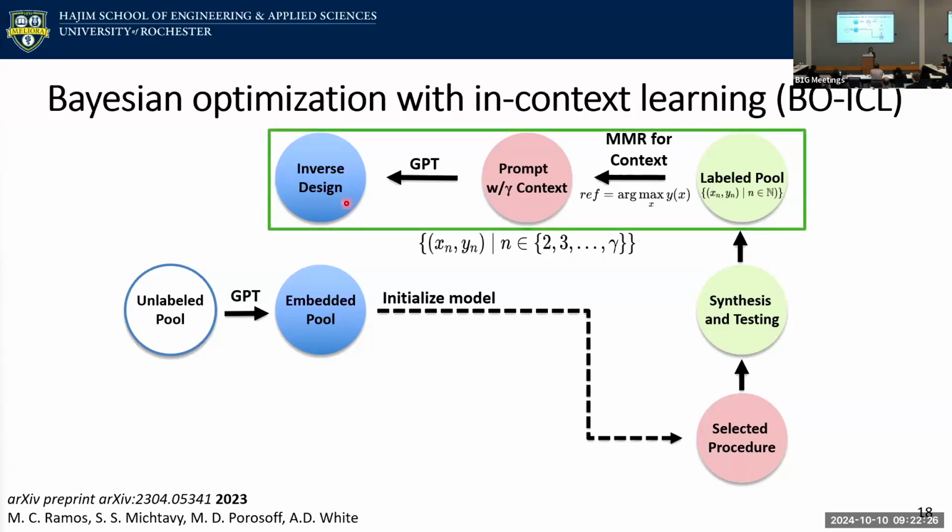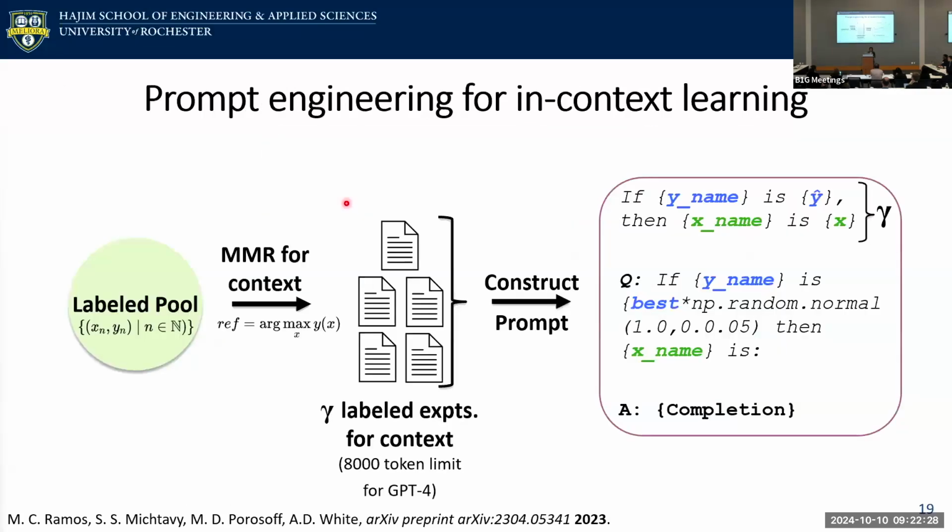To give you a little bit more detail on this step of running inverse design, effectively what we're doing, we're taking from the labeled pool, and I just switched the direction on this slide, so now we're going left to right. We take that experiment from the labeled pool, we use MMR to build up context based on a certain number of experiments. So there's a token limit for how much we can feed into the model, so that's going to determine how much context we can feed in, and then we construct the prompt.